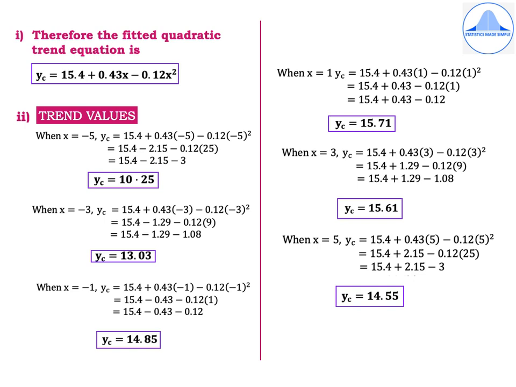In a similar way, when we substitute x equal to minus 3 in the fitted quadratic trend equation and simplify, we get yc equal to 13.03. And when x is equal to minus 1, yc is equal to 14.85. When x is equal to 1, we get yc equal to 15.71. When x is equal to 3, we get yc equal to 15.61. And when x is equal to 5, we get yc equal to 14.55. The calculations are shown in the slide. Please try it out to obtain all the trend values.